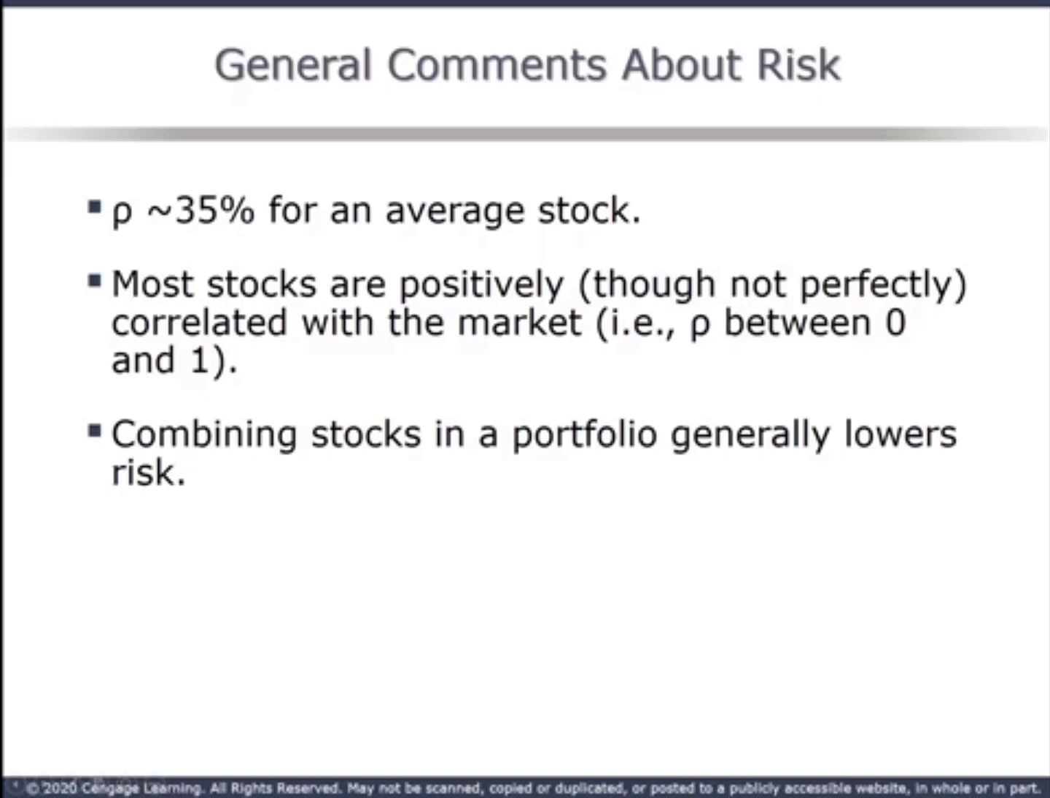Correlation is a binary metric, meaning, in this case, it measures how the returns on two assets move together or not. Perfect correlation, rho is equal to 1, means the returns move exactly together. The correlation between most stocks is about 35%. That means combining stocks in a portfolio generally reduces risk.